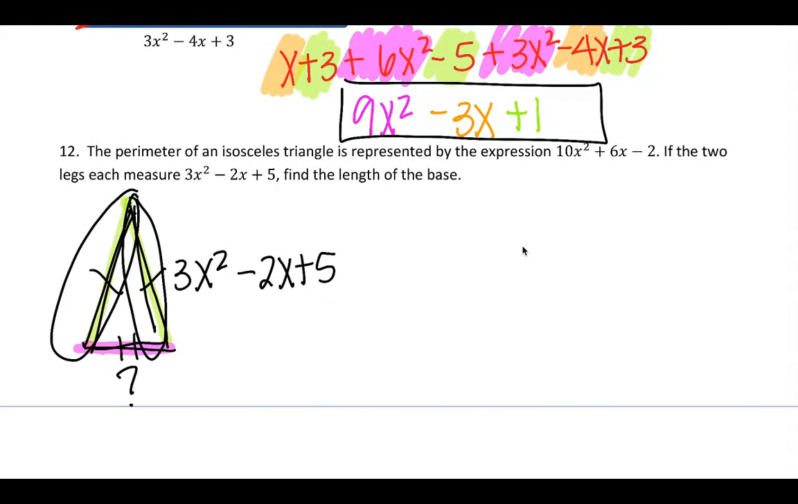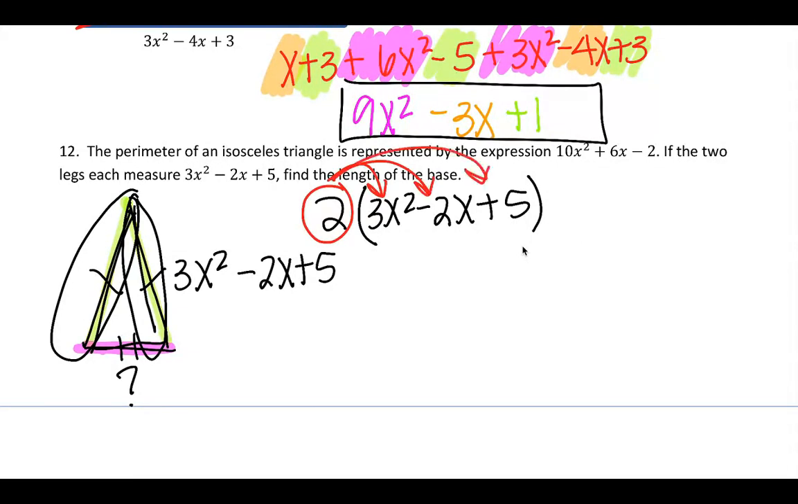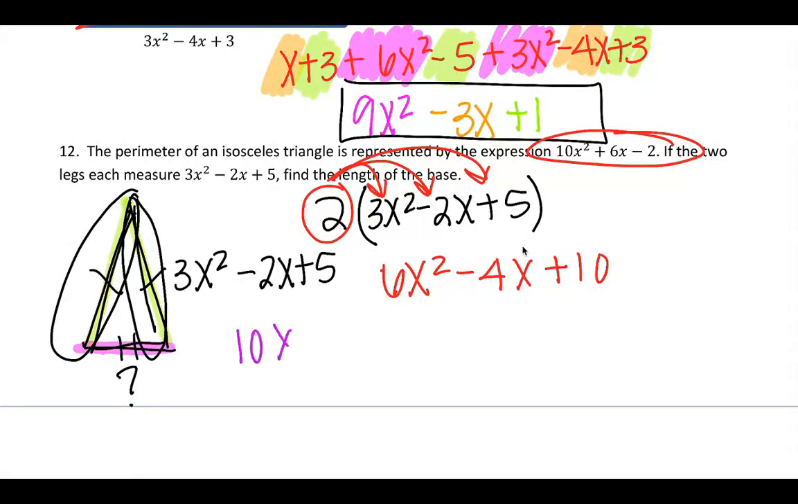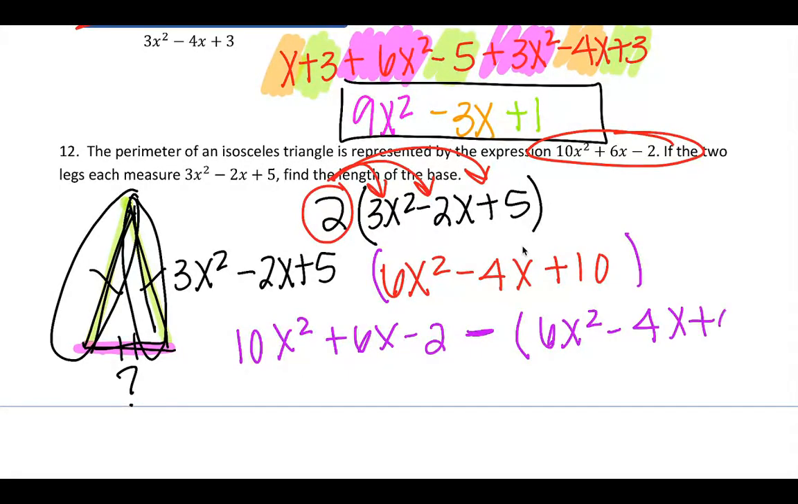So first I'm going to do 3x squared minus 2x plus 5, and I can either add another one or I can times this whole thing by 2 because I have two of them. So I'm going to distribute the 2 out to everything. And I have 6x squared minus 4x plus 10. Okay. And next I need to take the perimeter here, and I'm going to take 10x squared plus 6x minus 2, and I'm subtracting this whole thing here: 6x squared minus 4x plus 10.